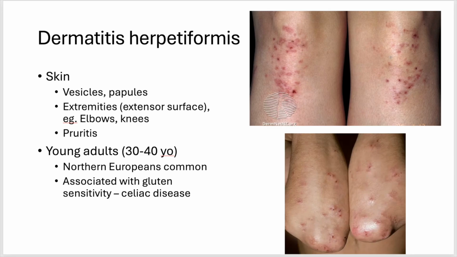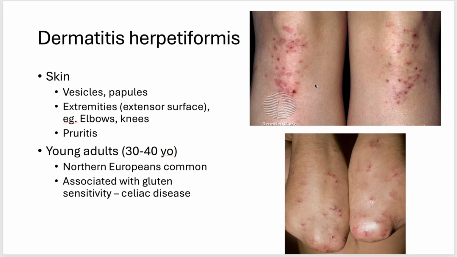Now let's go over dermatitis herpetiformis, which is a really classic example of an IgA-mediated subepidermal blistering disease. Clinically, the key features are itchy vesicles and papules that pop up in a symmetric distribution, especially on the extensor surfaces such as elbows, knees, and buttocks. The lesions are so itchy and the patients often scratch them off. So what you see are more like crushed papules and excoriations rather than intact blisters.